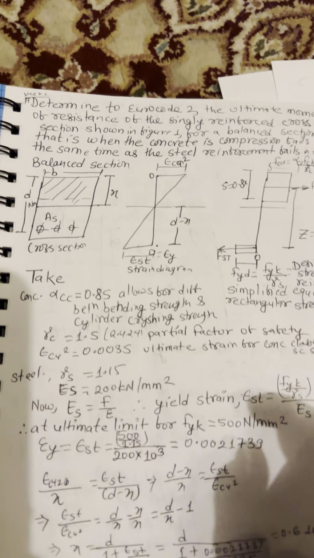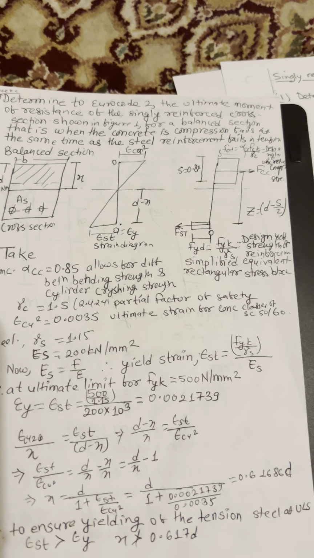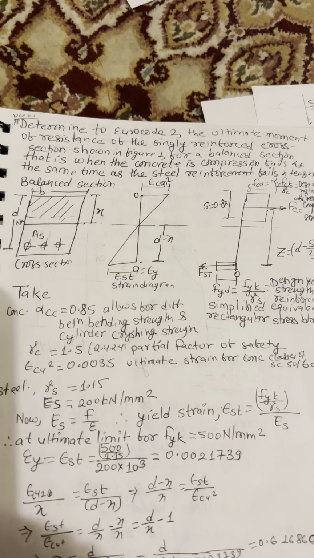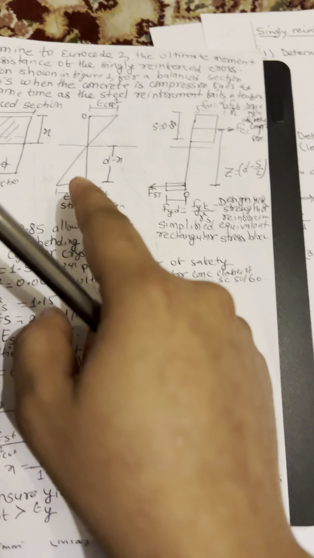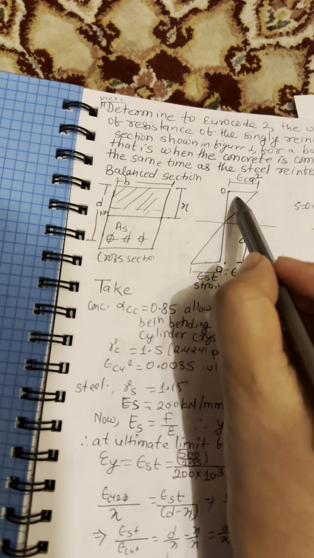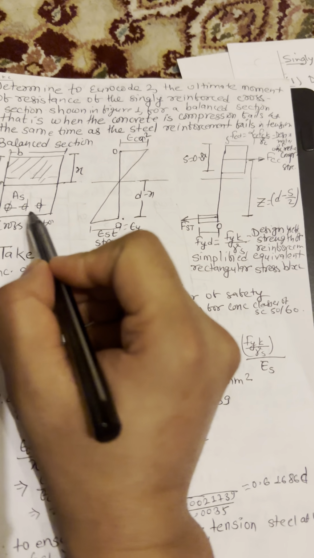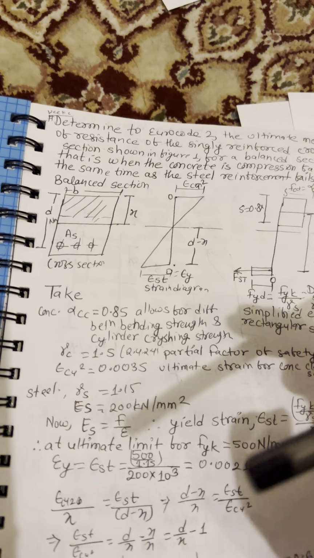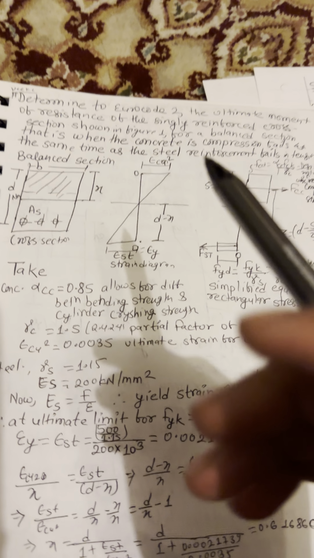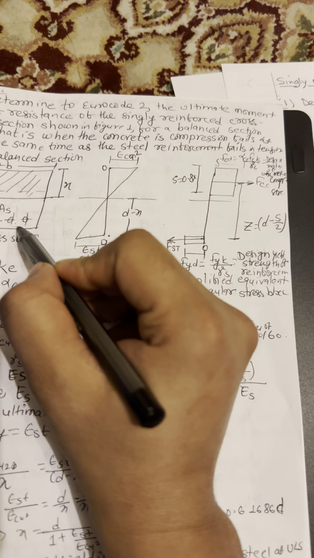Today I'm going to show how to determine the ultimate moment of resistance of a singly reinforced section for a balanced section. That's when the concrete in this one section is in compression, and this one is in tensile state. And this is the single reinforcement beam, where we have reinforcement in the tensile side.